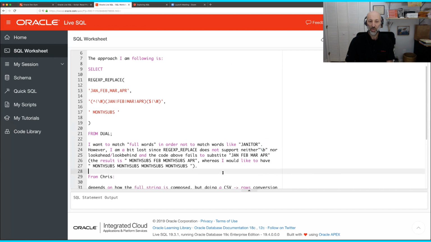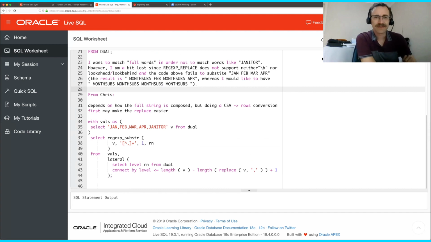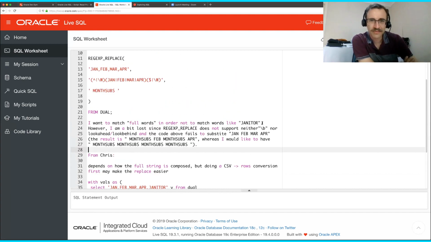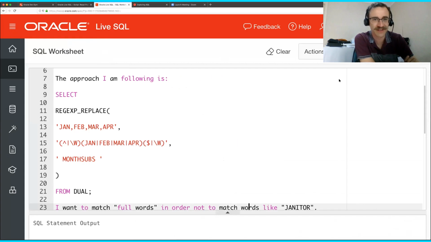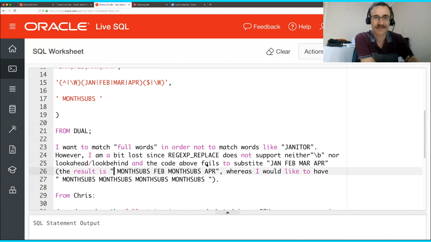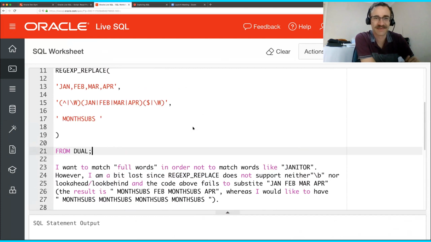Chris, if you wanted to, did you want to talk about what you did? Yeah, so if you just go back up to the regular expression itself, I know why what they're doing doesn't give the answer they want. Basically, it swaps out January and March, but not February and April. The reason is it's looking for something before and after each of those abbreviations. So it says, get me a start of the string or a non-word character before January and something after it. So it matches start of line January, comma, and replaces that with month subs with the spaces.